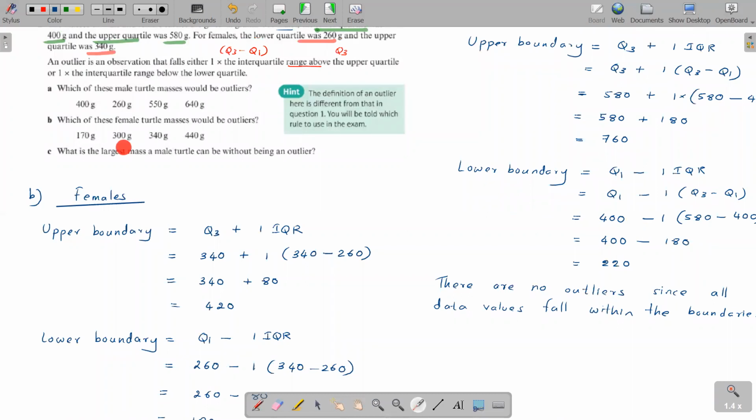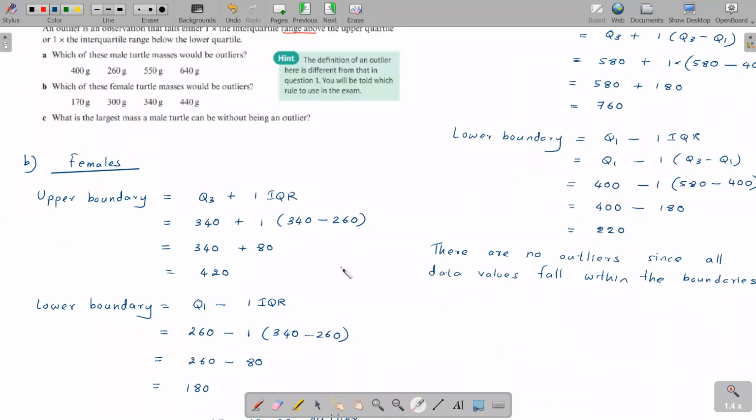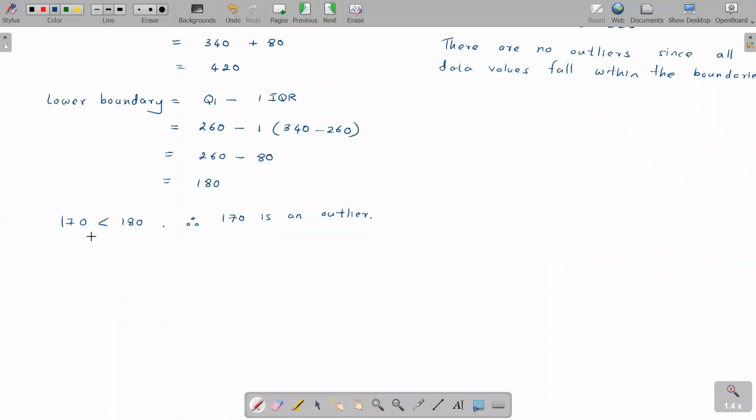What about 300? Is 300 an outlier? No, 300 is in between. What about 340? 340 is also in between 420 and 180. No problem. What about 440? Yes, 440 is exceeding 420. Therefore, that is an outlier. So you can write 440 is greater than 420. Therefore, 440 is an outlier.